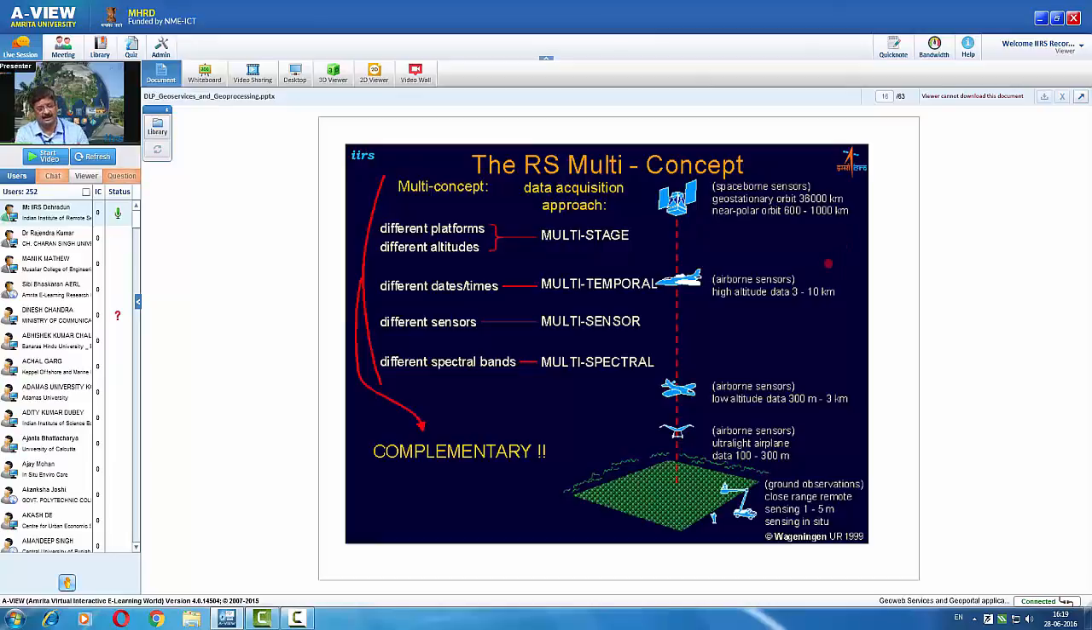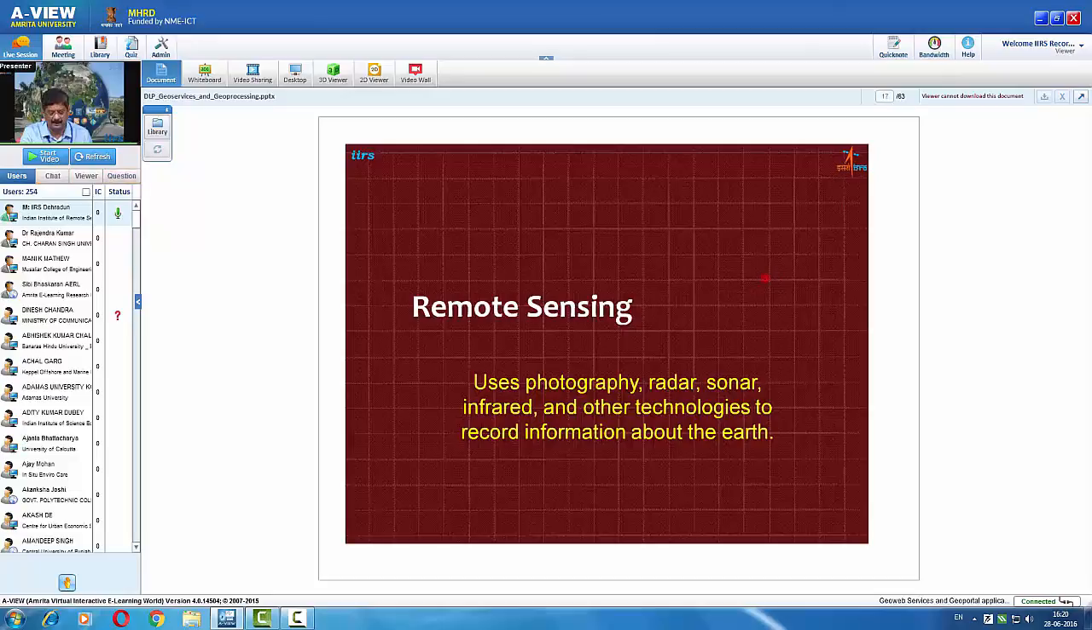So as you can see here, remote sensing by itself is a multi-concept. That means you have multiple platforms, multiple dates of analysis, and multiple sensors to be collected. Even in a sensor, there can be multiple spectral bands. So this complexity is high, but this is how the information is drawn from the ground for us to do the assessment of the ground reality.